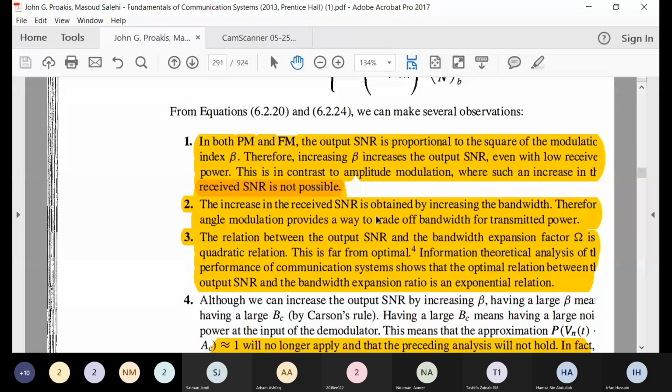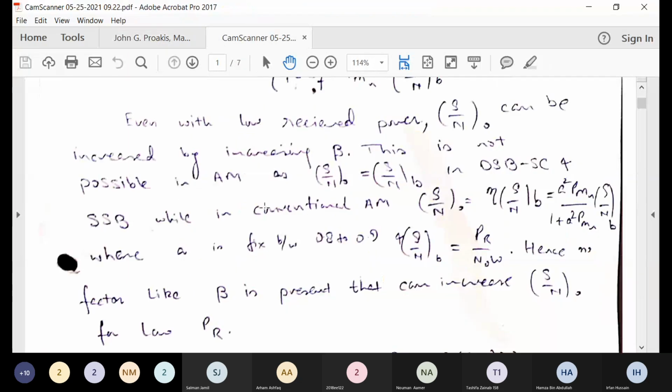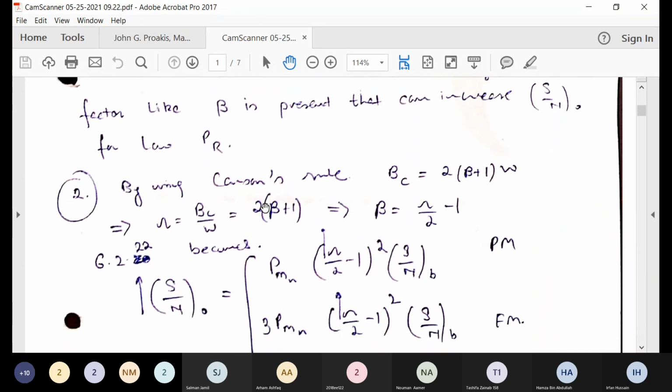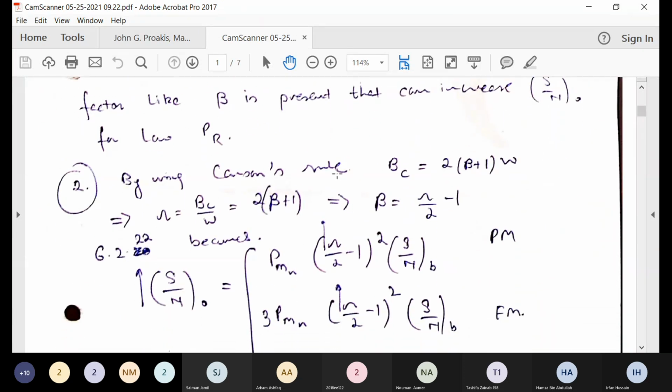The second point is that the increase in the received SNR is obtained by increasing the bandwidth. So the greater the bandwidth, the greater the signal to noise ratio. In angle modulation, you can provide a trade-off between bandwidth and transmitted power. Why this happens, you can also see here, because from Carson's rule, bandwidth is given as follows. Then the bandwidth expansion ratio is given as follows. You just take W on this side, so you can see beta comes out to be this. We studied this in the last lecture also.